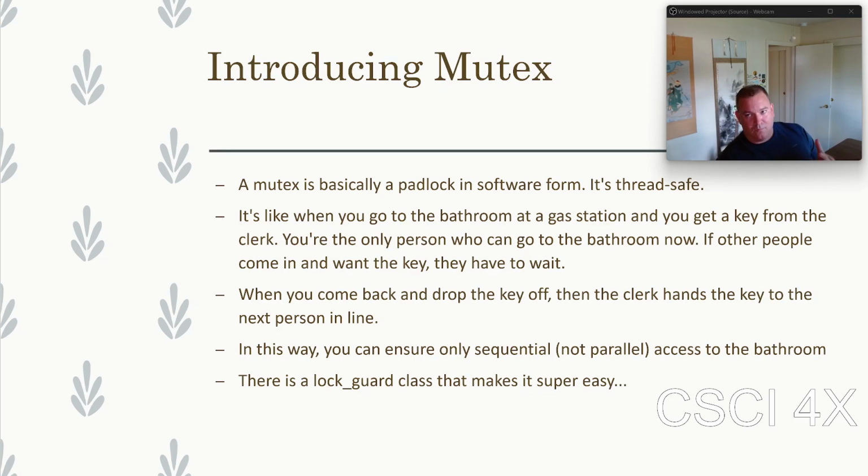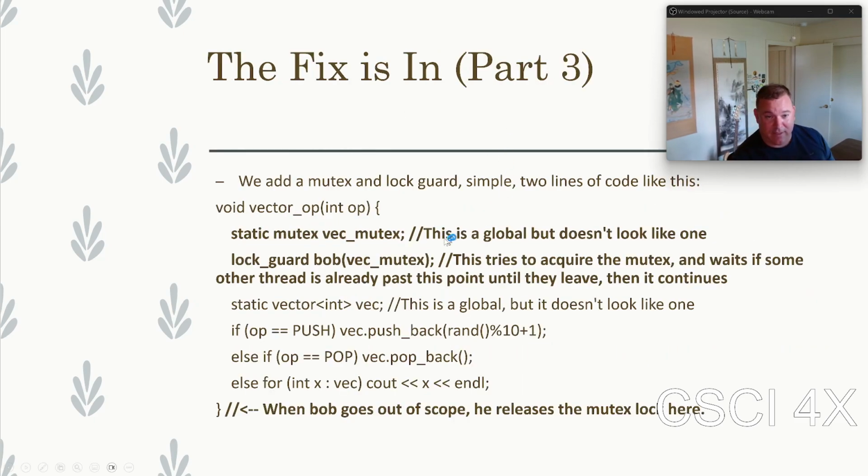The mutex is, like I said, like a key at the gas station. Once you acquire the key, you are the only person who can go into the restroom. Nobody else can. All right. And Bob here is the name of the guard, the clerk at the front desk of the gas station that hands out the key. Let's use that as our mental model.